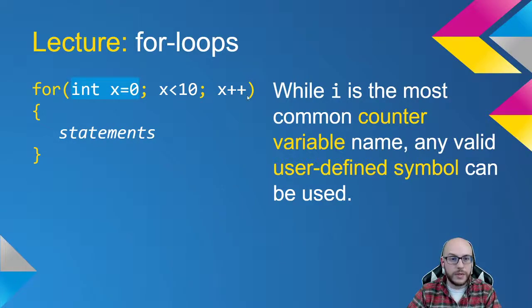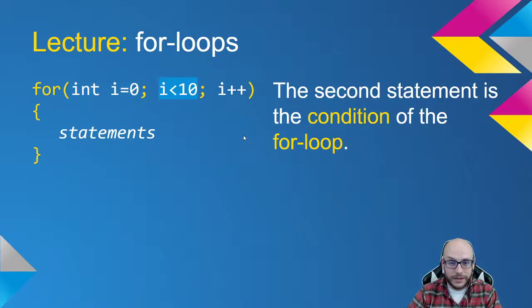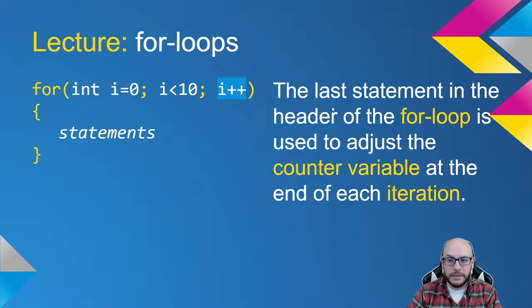In this example, I'm using x, but notice that I've changed the other things, such as the condition, and where we adjust our counter variable to reflect that x is my counter variable in question. However, I is our favorite, so this is going to be what you see for the most part. The second is the actual condition itself, right? This was pretty much the only thing in the head of a while loop, but here in our for loop, it appears second. The last statement in the header of the for loop is used to adjust the counter variable.